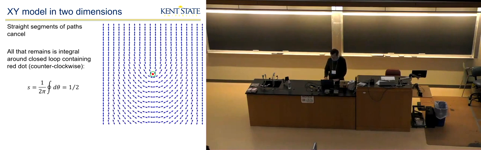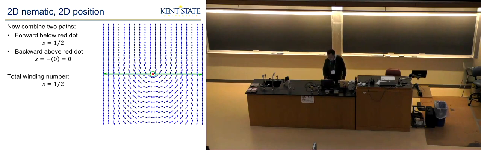All right. So let's keep the same director field. Oh, whoops, what did I do? Okay, let's keep the same director field, and now I'm going to combine two paths. So one path is this one that goes straight across and then it makes this little detour to go below the dot, and then it goes straight across. Okay, so that for sure has a winding number of a half plus a half.